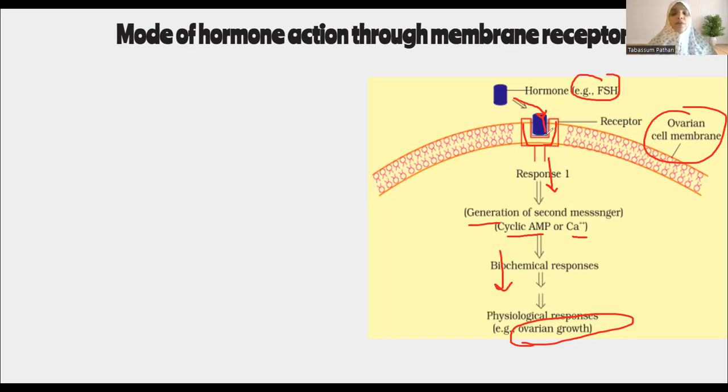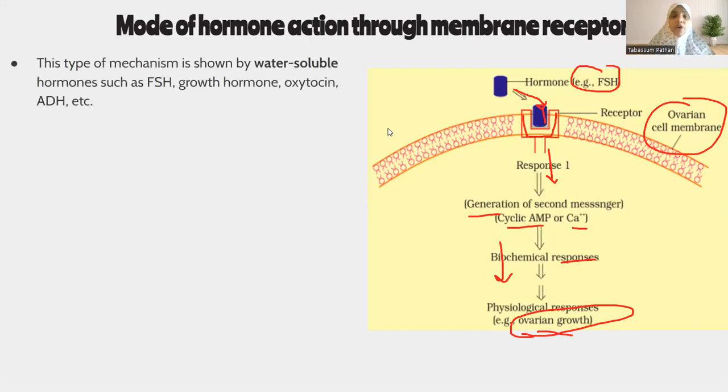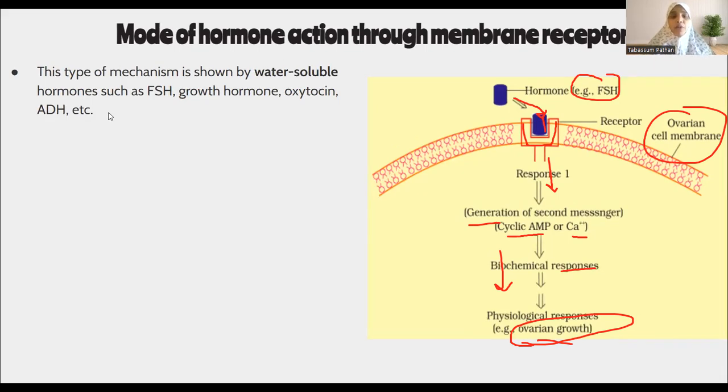Now the cell receptor will attach the hormone, and then it will not allow the hormone to go directly in. Instead, it will create some other secondary messenger which will bring about a series of chemical reactions which will cause what? The growth of the ovary. So this is how hormone action through a membrane receptor works. This type of mechanism is shown by water soluble hormones such as FSH. Follicle stimulating hormone is one of the examples. Even you have growth hormone, oxytocin, antidiuretic hormone. We are going to see what the roles of these hormones are. For now, we know what FSH is doing.